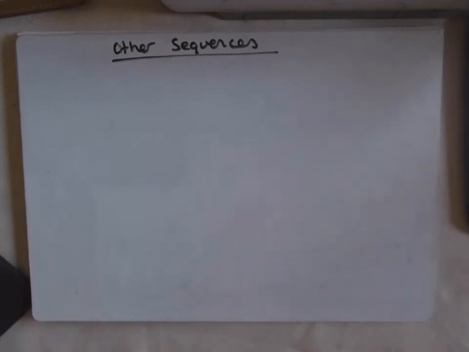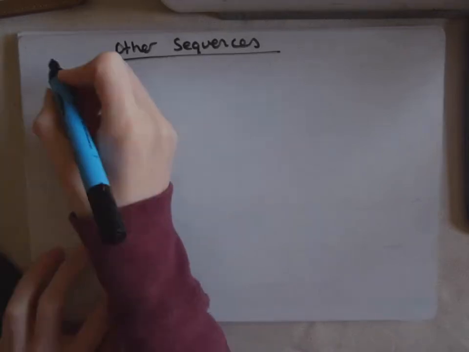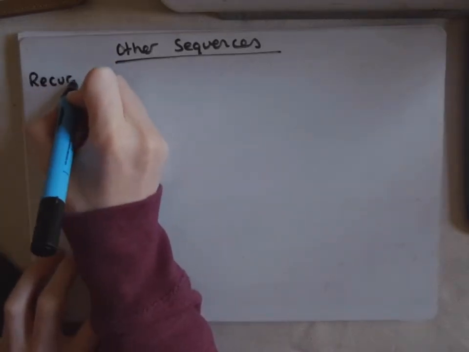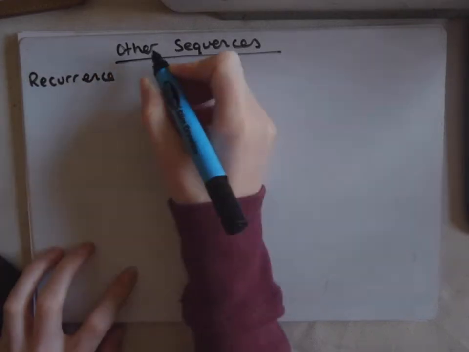Okay, so in this, they're not going to tell us whether it's a linear sequence or a geometric sequence. They're just going to give us a relationship between the first term and all the other terms. Okay, so sometimes these are called recurrence relations.